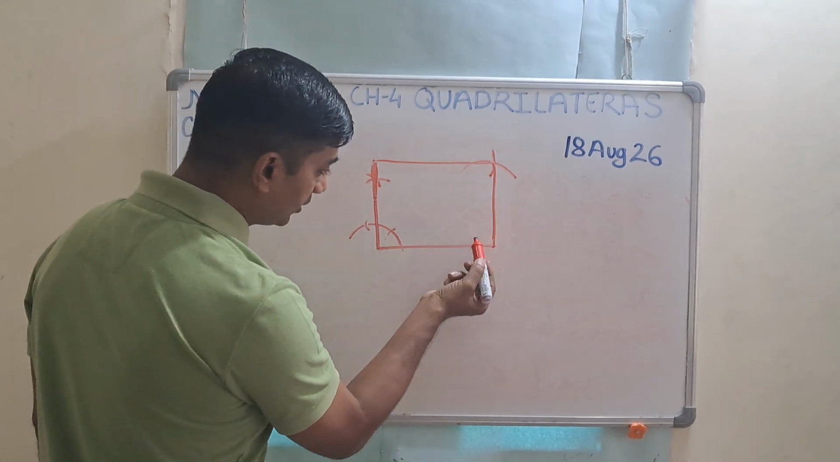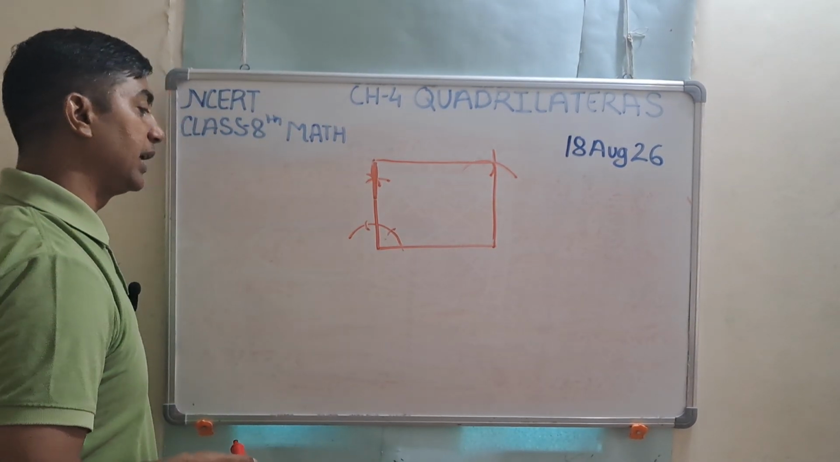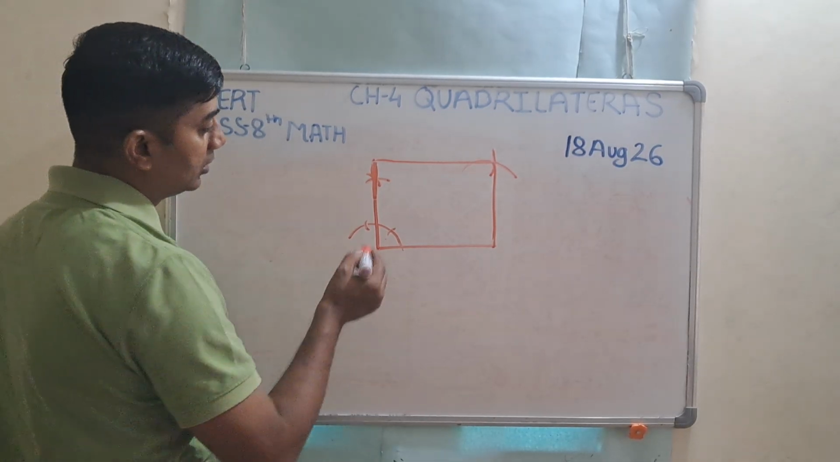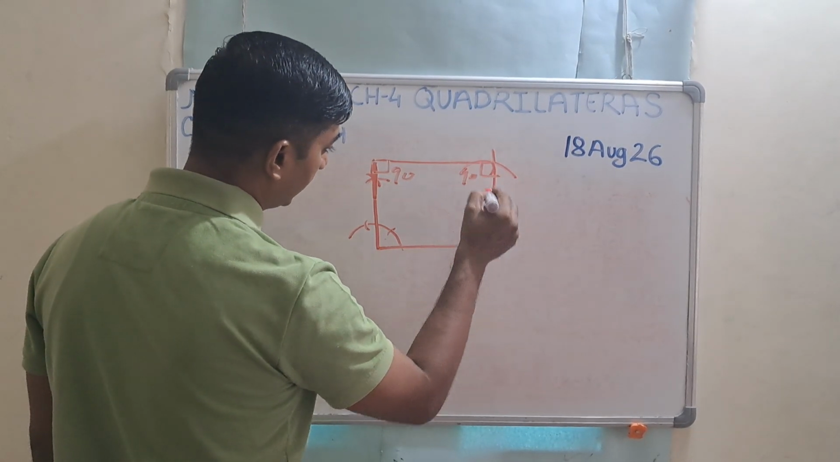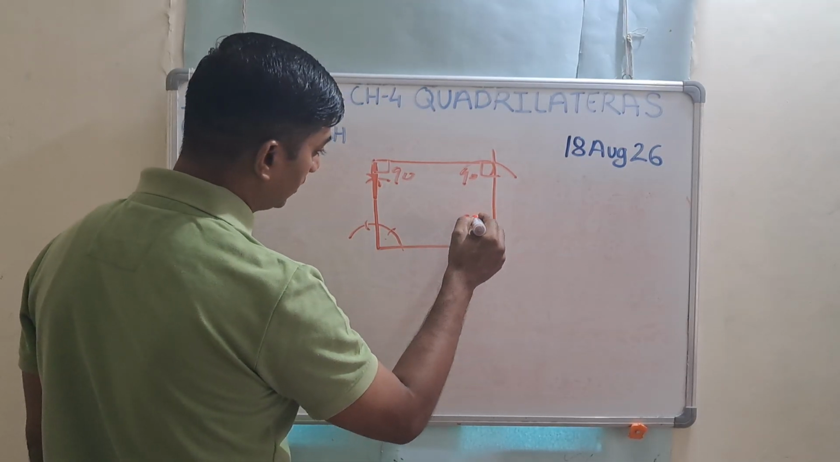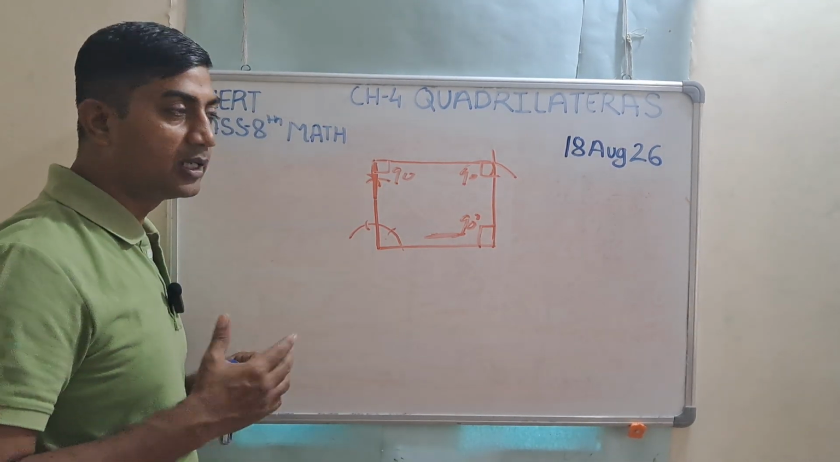Now you will measure all the other angles. What will you come to know? You will come to know that all angles are 90 degrees. So this is by construction. You can also find out that the figure will be a square.